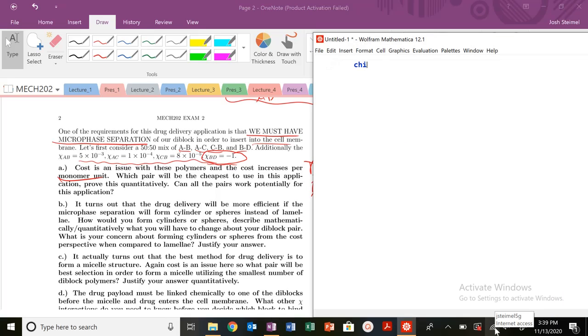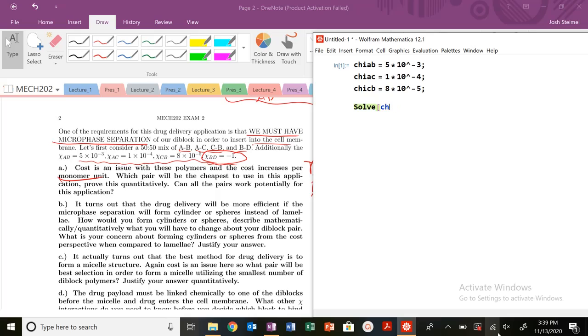So let's see, I have chi AB equals 5 times 10 to the minus 3. I'm going to do chi AC equals 1 times 10 to the minus 4. Again, you don't have to do this on an exam, but it's nice to show. chi CB is 8 times 10 to the minus 5. So let's go ahead and solve for each of these.